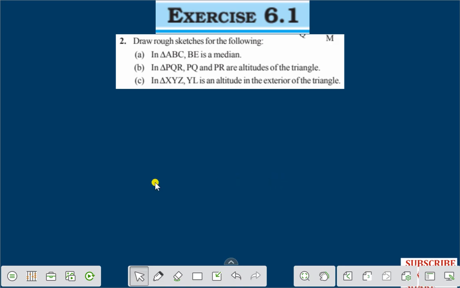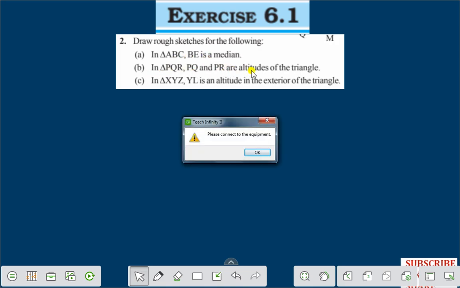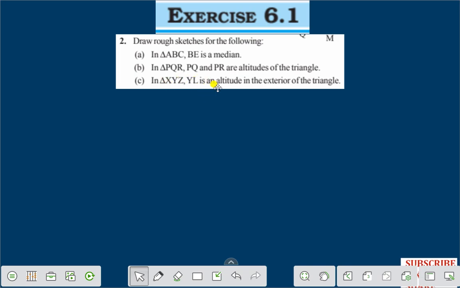Hello everyone. Today I'll discuss exercise 6.1 question number 2. Draw rough sketches for the following. In triangle ABC, BE is a median. In triangle PQR, PQ and PR are the altitudes of the triangle. And in triangle XYZ, YL is an altitude in the exterior of the triangle.